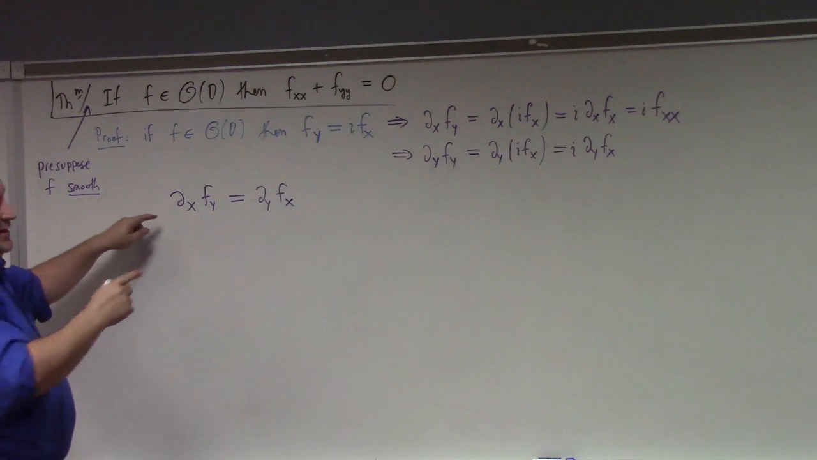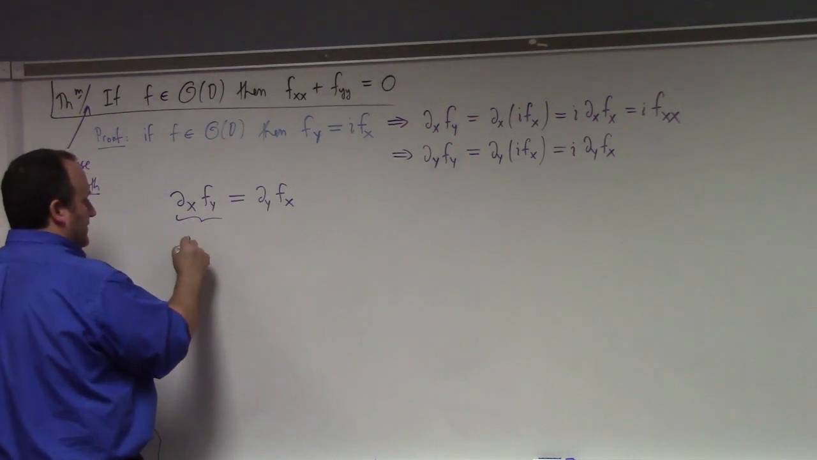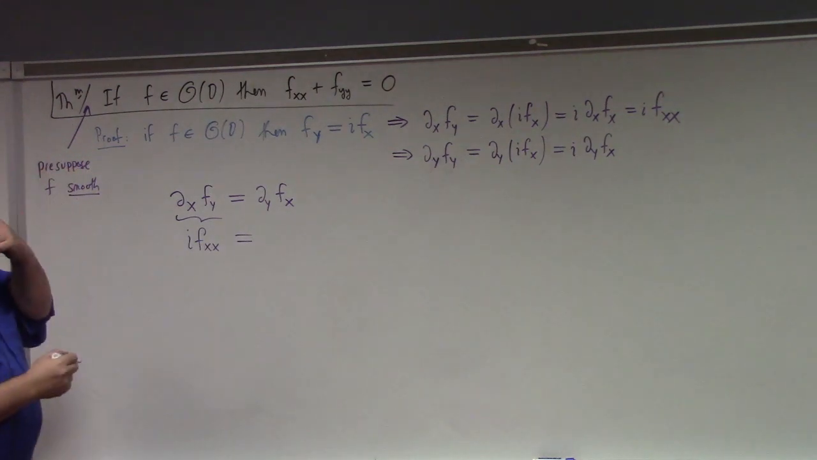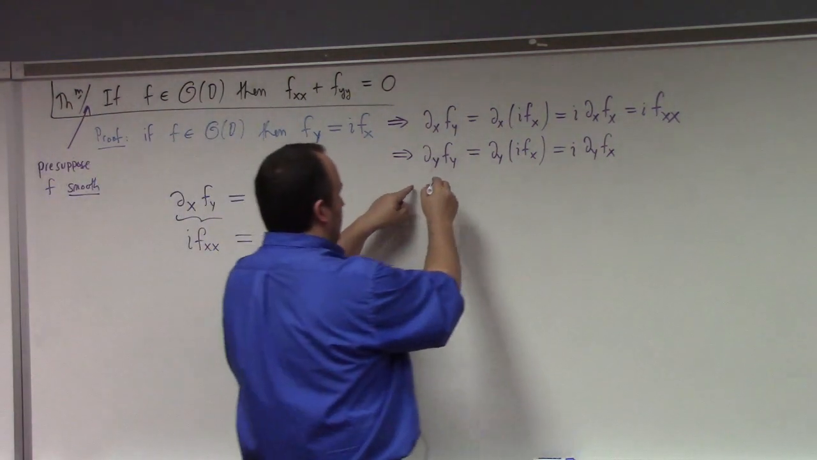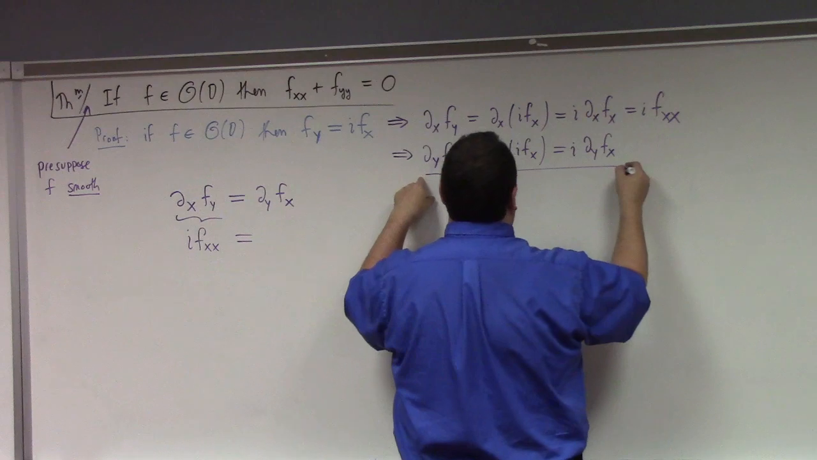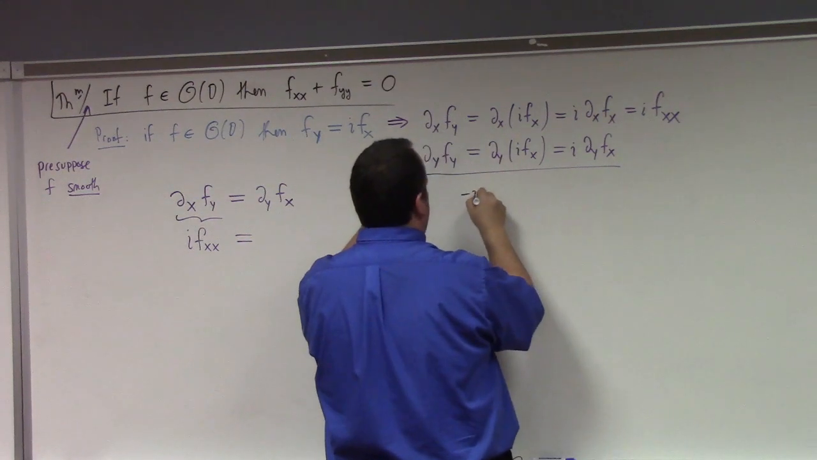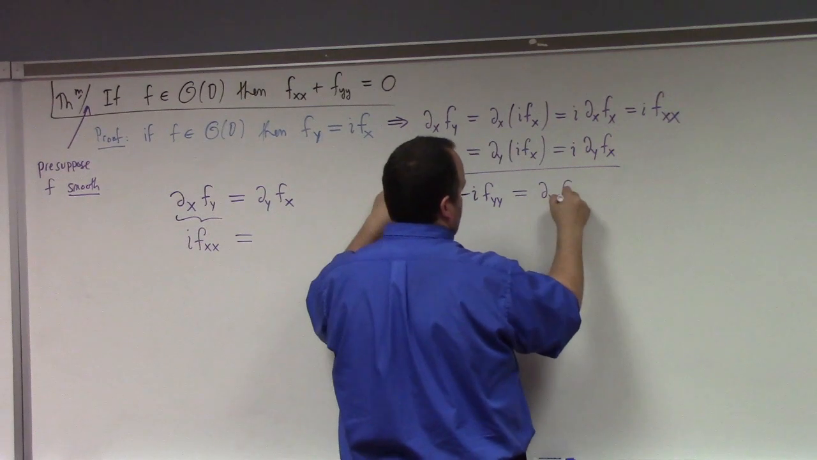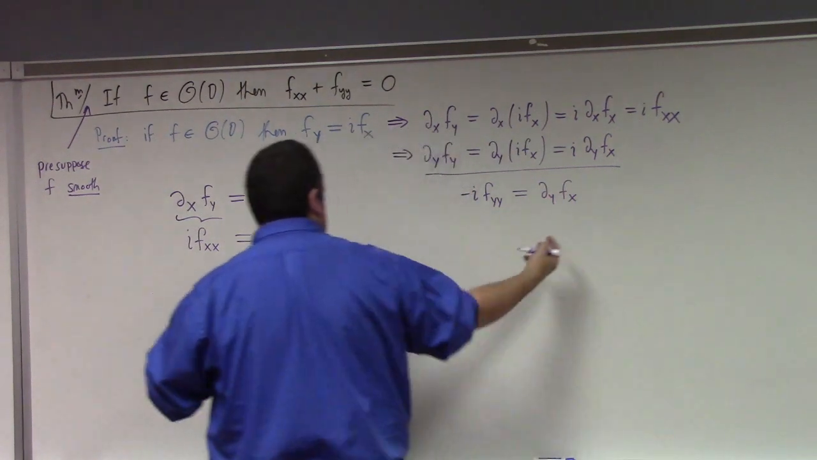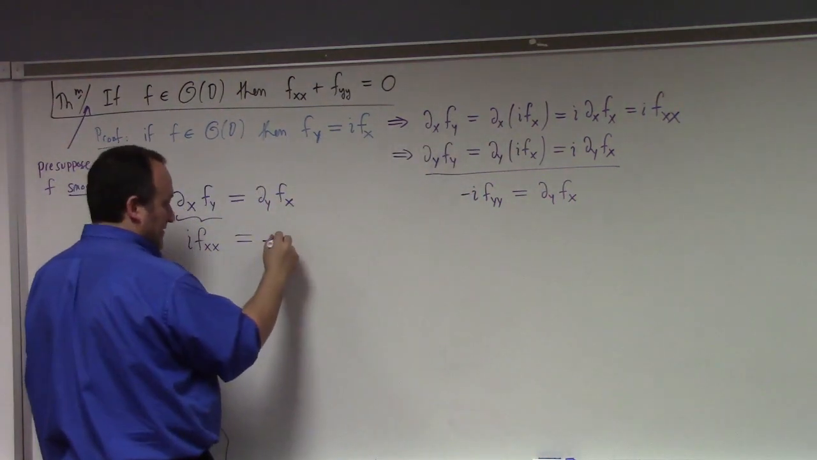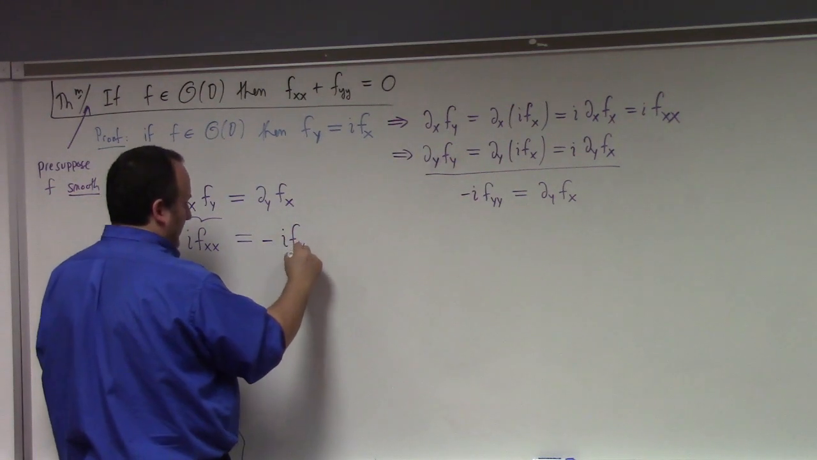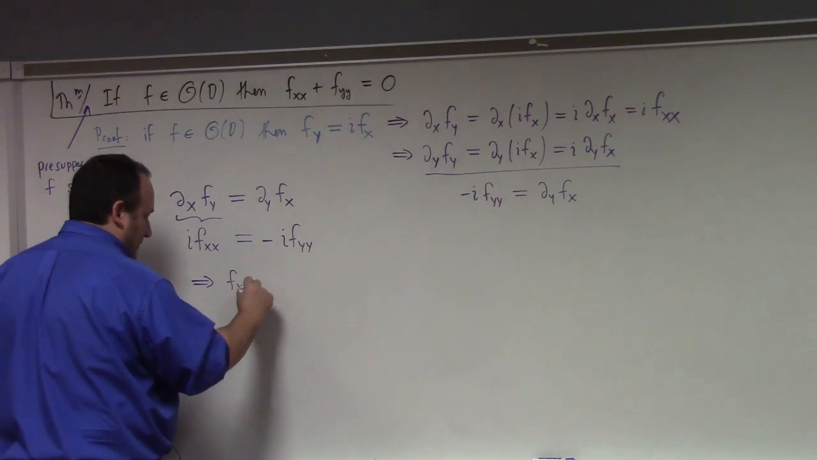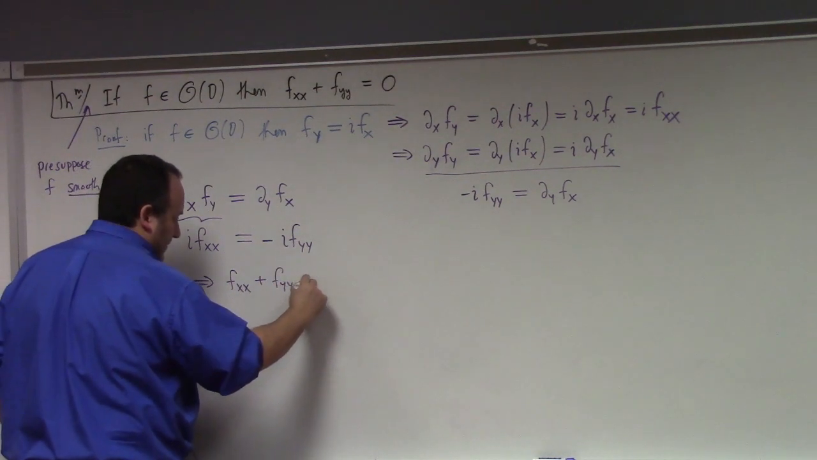So on the one hand, I can write that this is i f_xx, right? On the other hand, take this equation here and divide i to the other side, right? So minus i f_yy equals partial y f_x. You see that? So putting that over here, I have minus i f_yy, which then implies f_xx plus f_yy is equal to 0.